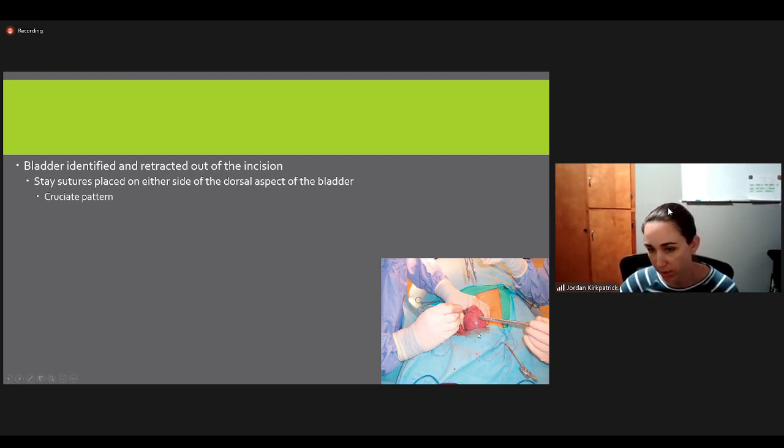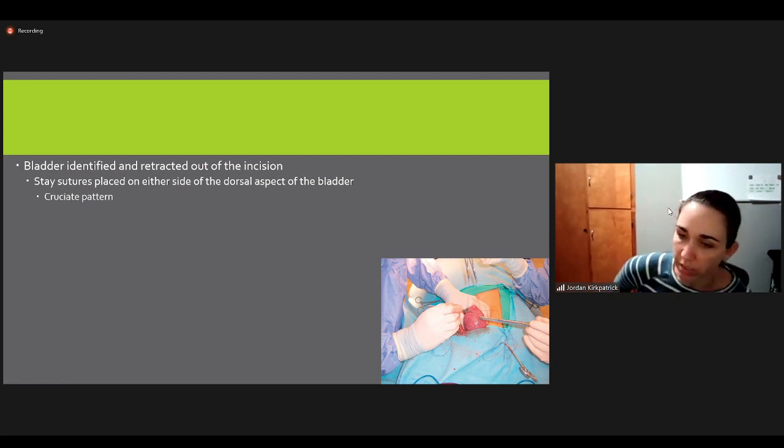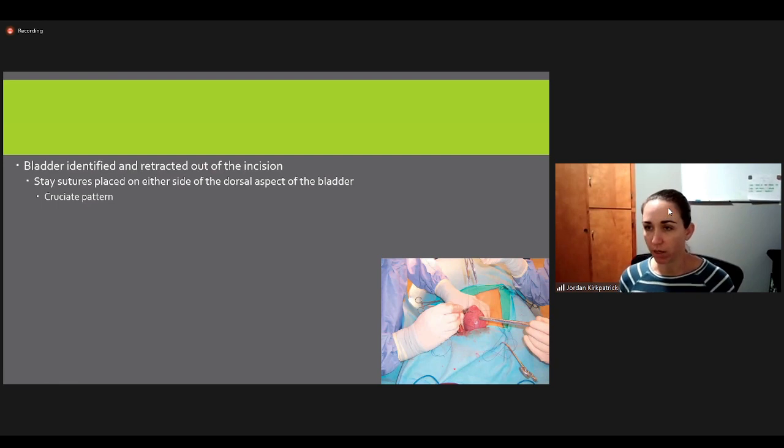This bladder in this image is actually a fairly happy bladder. For some of these goats, if this has been going on for a long time, the bladder is very, very friable. And so putting the cruciate pattern in for the stay suture helps, again, it distributes the forces on the bladder a little bit better, so they're less likely to rip.